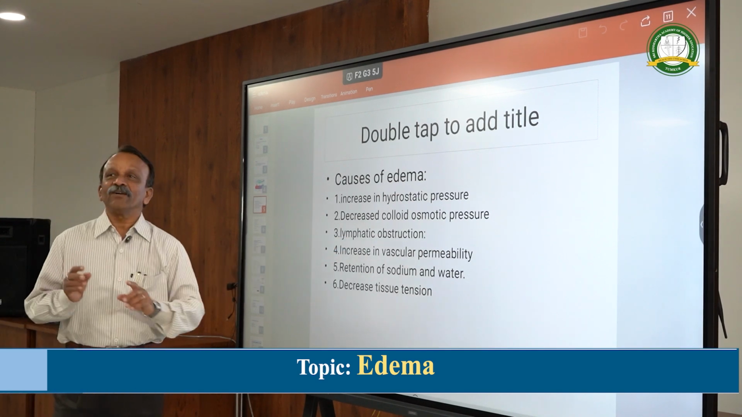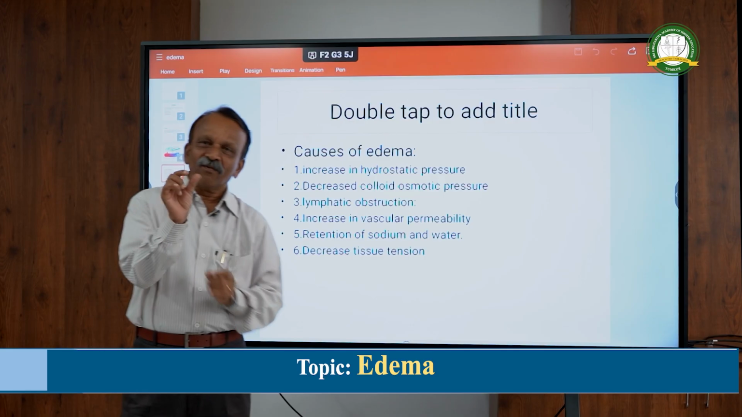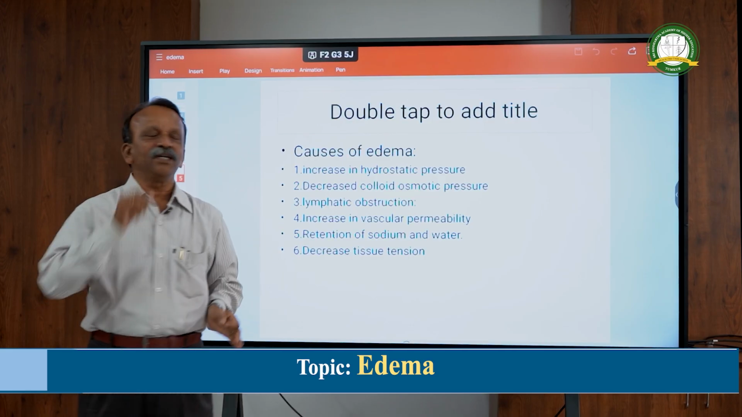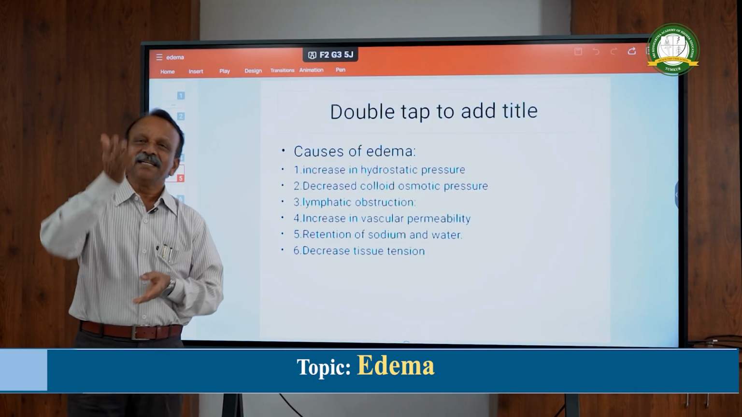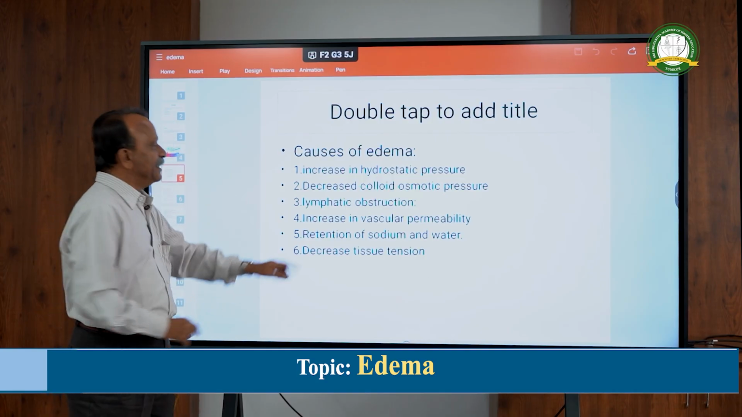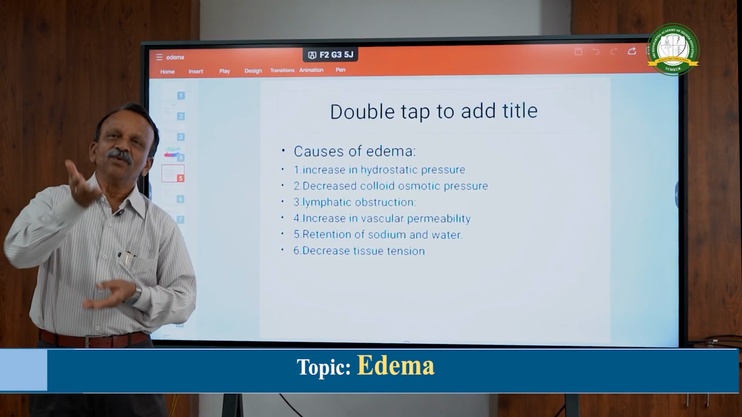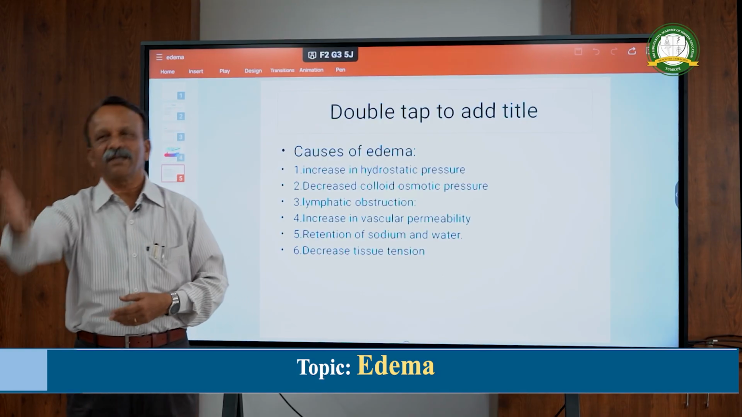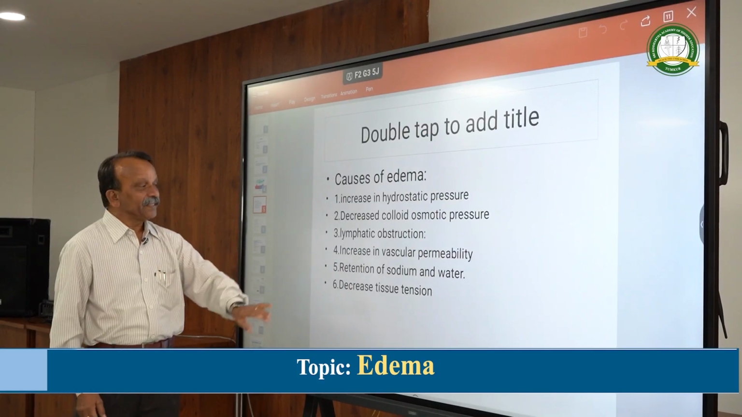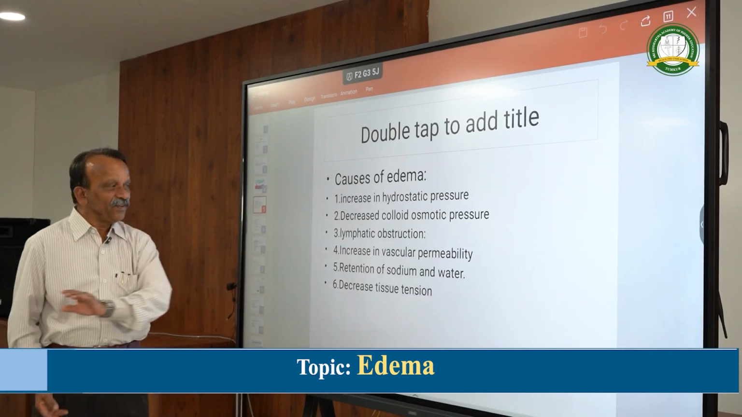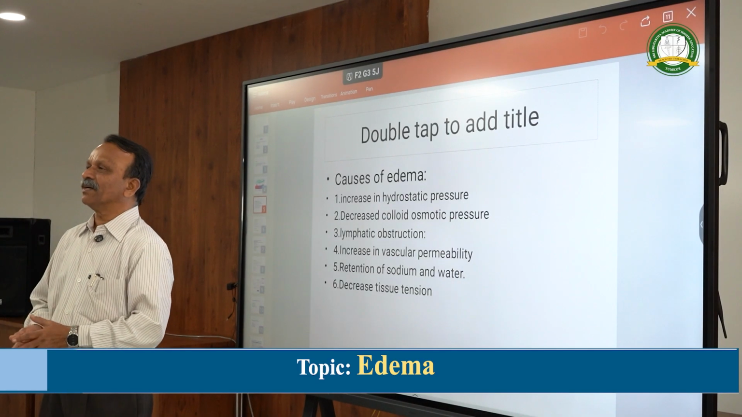Now whenever there is injury, there will be widening of the gap between one endothelial cell and another endothelial cell. This causes an increase in the vascular permeability, so that fluid moves out from the intravascular compartment to the extravascular compartment, resulting in edema. That is the fourth cause. And the fifth cause is retention of sodium and water.